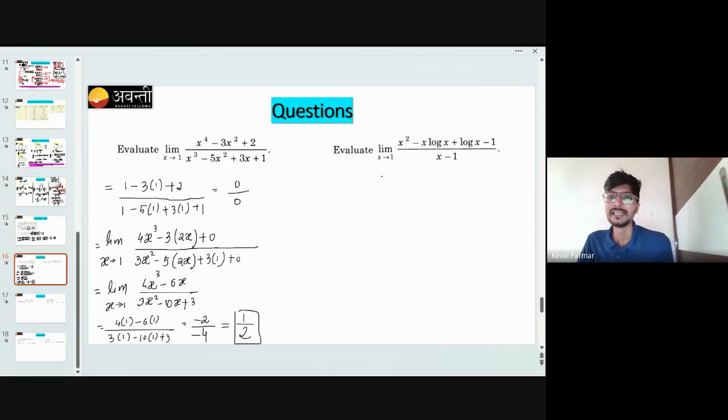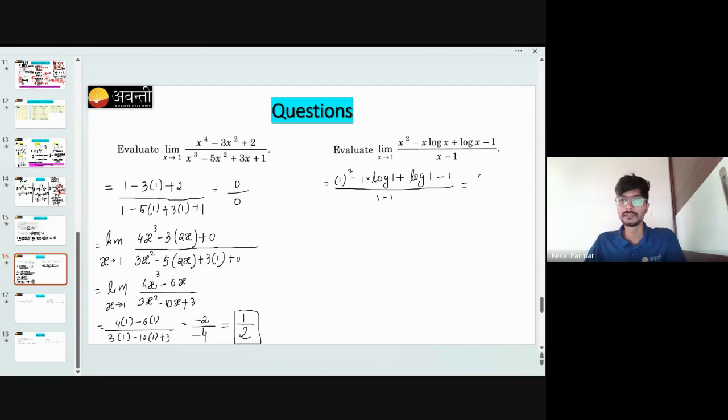Okay, no problem. Let's look at this. This is a very interesting example because here we will get subtraction rule and product rule. So let us first check if it is 0 upon 0. So I will write 1 square minus 1 into log 1 plus log 1 minus 1 upon 1 minus 1. I hope you know the value of log 1 is 0. So 0, 0, 1 minus 1, 0 upon 0. This is 0 upon 0.